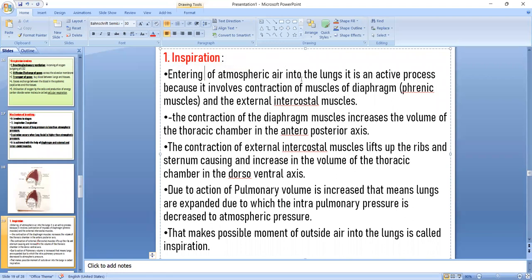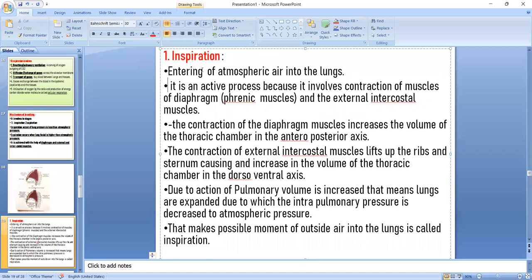Entering of atmospheric air into the lungs is called inspiration. It is an active process. This is an important point to remember, that it is an active process, because it involves contraction of muscles of the diaphragm. The muscles of the diaphragm are called phrenic muscles, remember. And the external intercostal muscles.